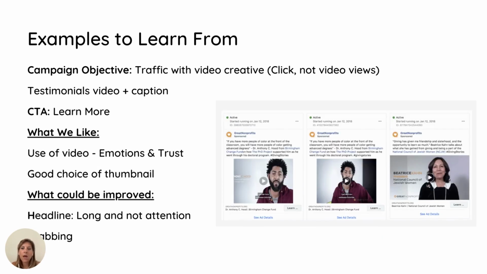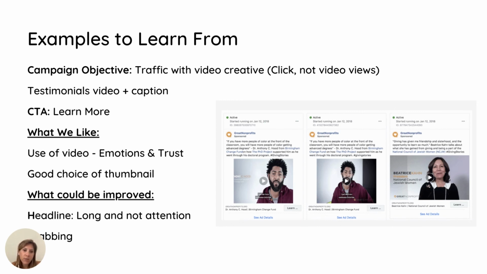Another ad setup, which is probably for traffic, by using a video creative, which means that the objective is to get clicks to the website if they set up for traffic, and not to get people to view the video. The videos that they use are testimonials from beneficiaries with the caption and the CTA. The CTA is learn more.